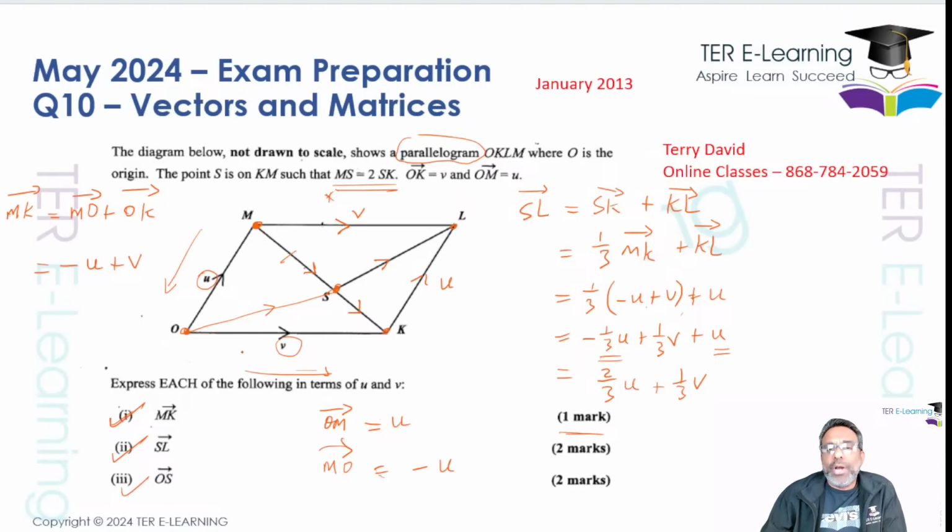Now, to get OS there, again, you have 2 options. If I want to go from O to S, I can go from O to M, and then M to S. That's a possibility. Or you can go from O to K and then K to S. That's another option there. It's totally up to you. It doesn't matter which one you take. You're going to get the same answer either way.